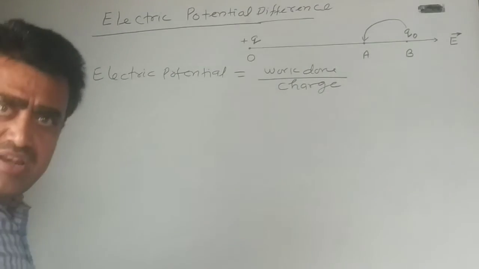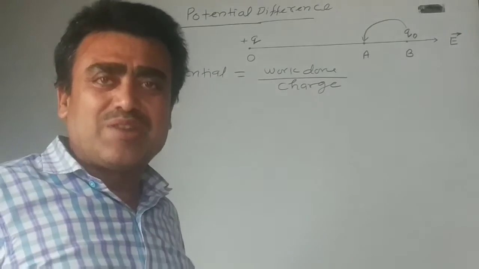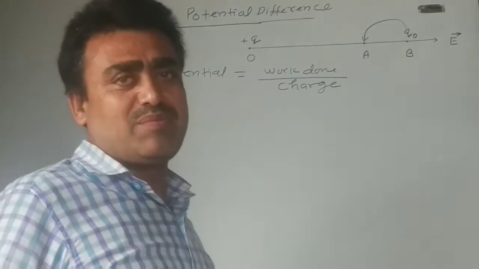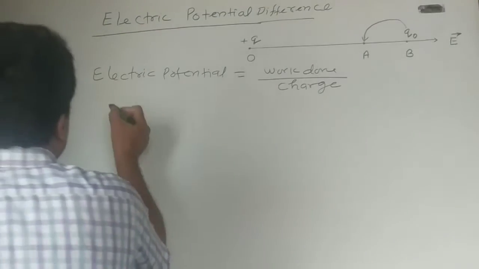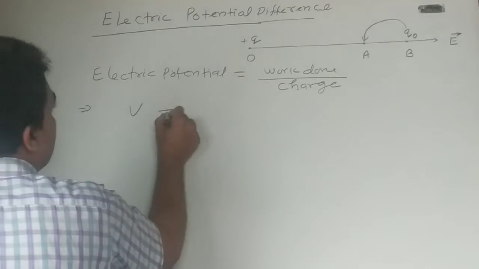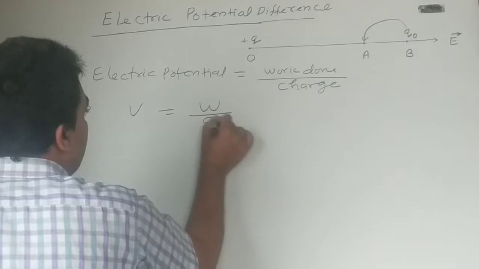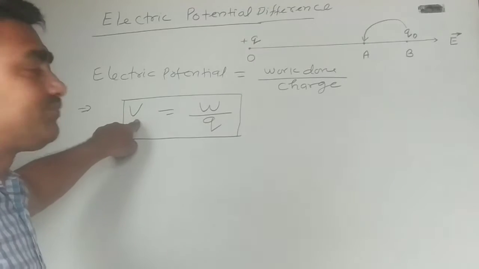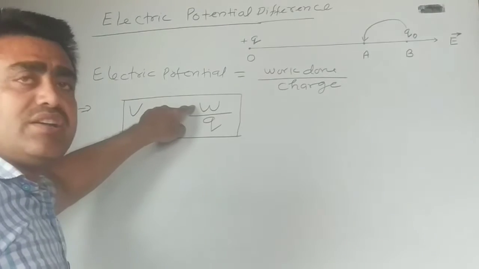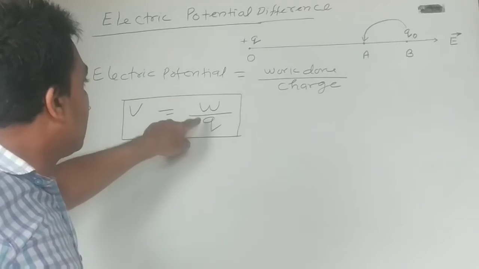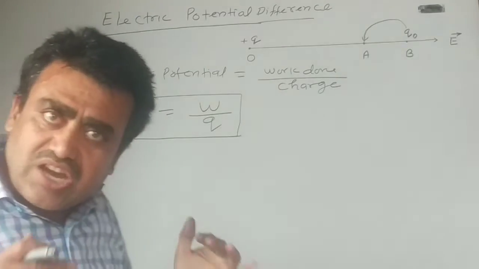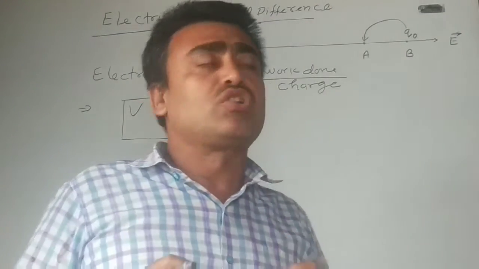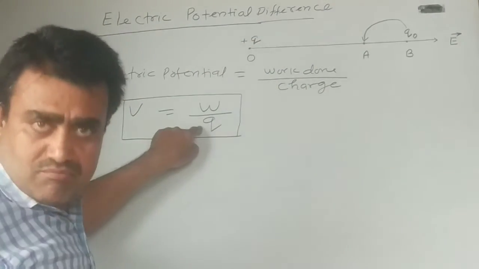Commonly, electric potential is denoted by V, work is denoted by W, and charge is denoted by Q. Therefore, V is equal to W upon Q. Here, V is electric potential, W is work done, Q is charge. The SI unit of electric potential is volt or joule per coulomb.